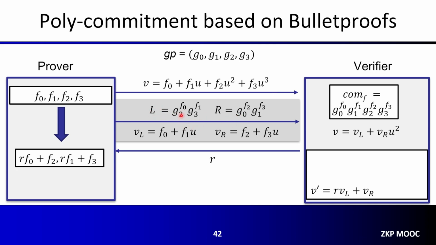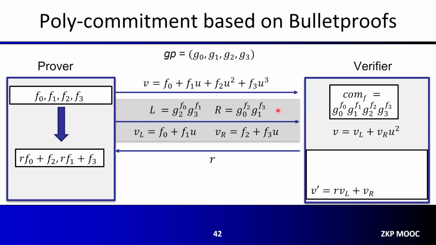But interestingly, the bases are different. We are using G2 and G3 to commit to the first half, and G0 and G1 to commit to the second half. So it's kind of a cross term when computing these commitments. We are using the second half of the basis to commit to the first half of the polynomial, and then we use the first half of the basis to commit to the second half of the polynomial. So that is L and R. Again, both of them are only one element in the group.